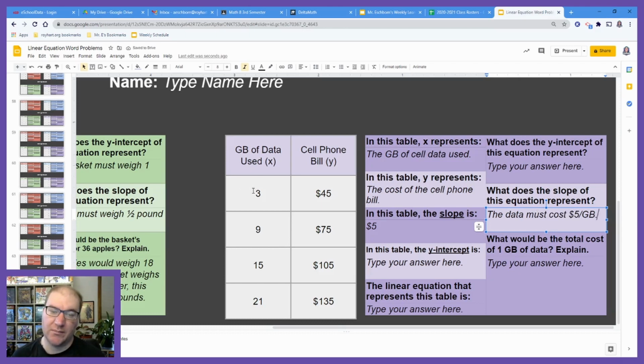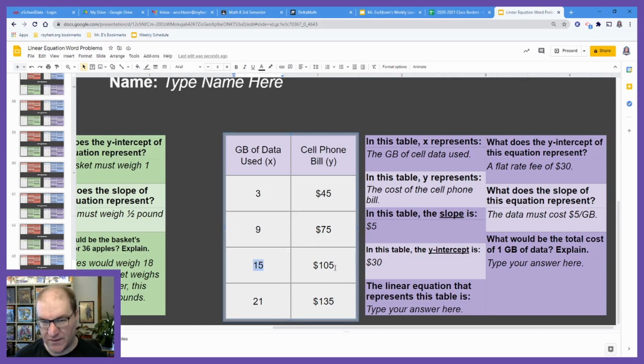And if 3 gigabytes are $15, that is what we think it should be. They think it should be $45. The y-intercept is 30. That means that there must be a flat rate of $30. Regardless of how much data we use, it's going to cost $30 for this plan. 15 times 5 is 75. So this plan should only cost $75, but we have to add that $30 fee on. That's why it's 105. So the equation here is y equals 5x plus 30.